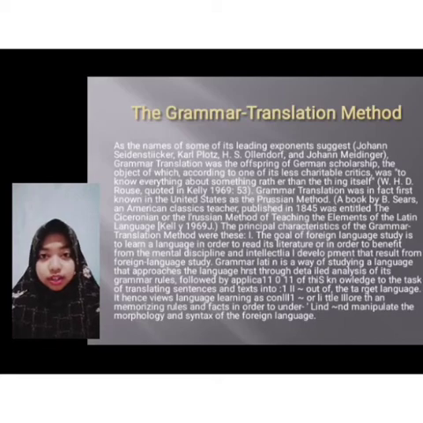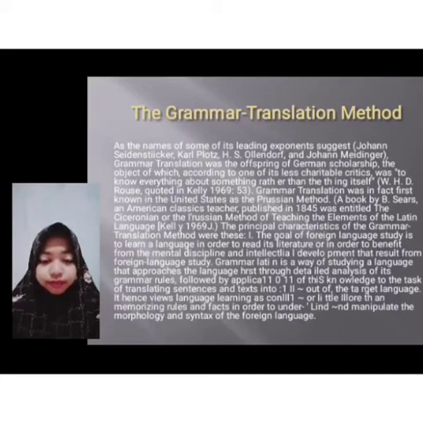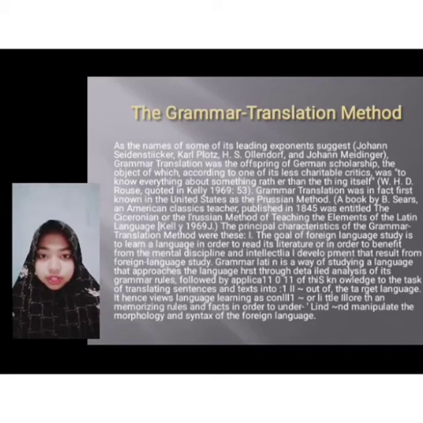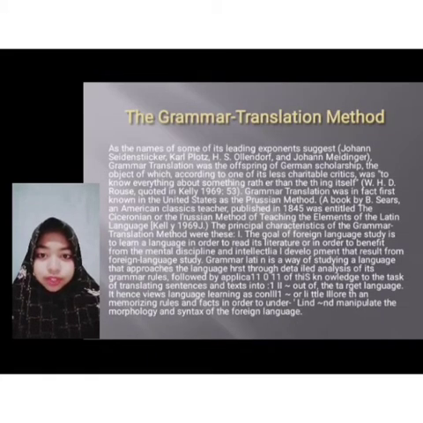The grammar translation method. Its leading exponents include Johann Seidenstücker, Karl Plötz, Ollendorff, and Johann Meidinger. Grammar translation was the offspring of German scholarship, the object of which, according to one of its less credible critics, was to know everything about something rather than the thing itself. Grammar translation was in fact first known in the United States as the Prussian method.